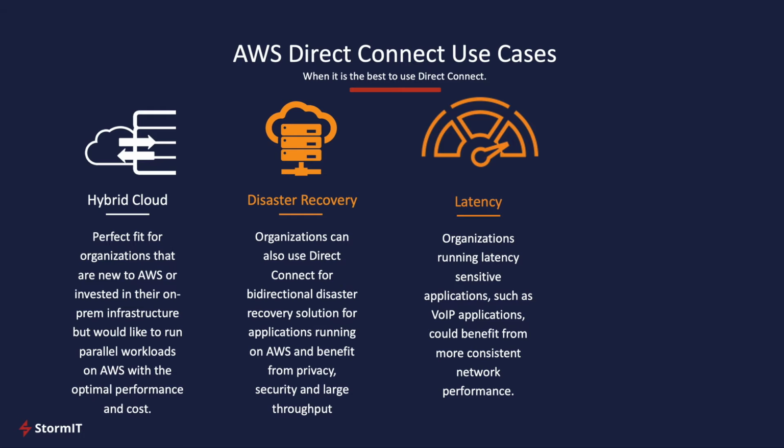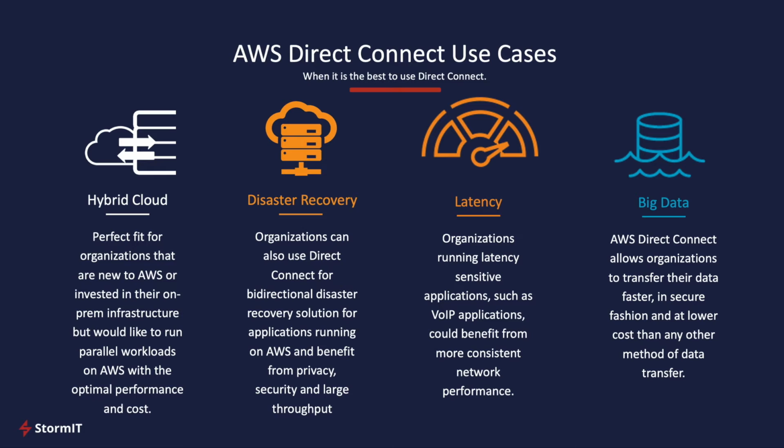Latency reduction. With AWS Direct Connect, you avoid the public internet and use the optimized AWS backbone network to achieve lower latency required by some applications such as VoIP.